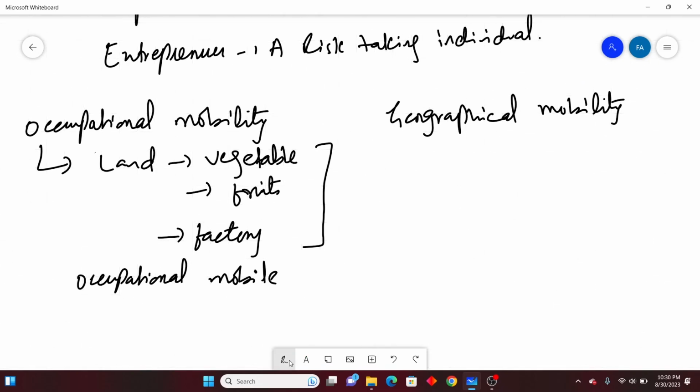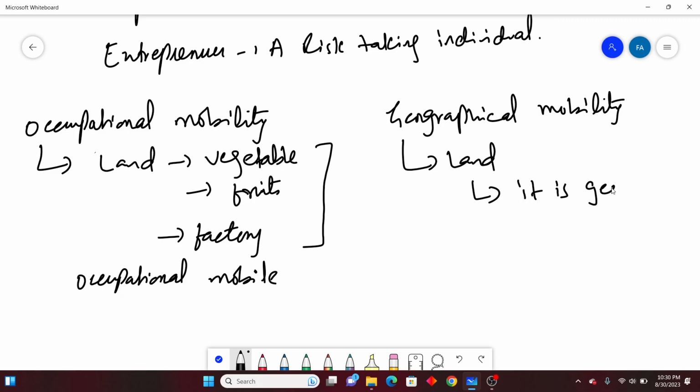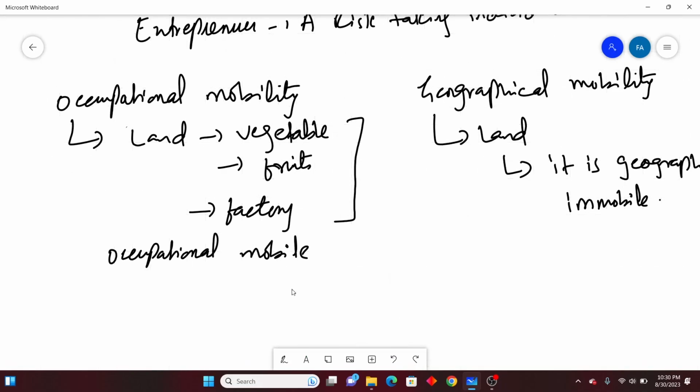But if we talk about geographical mobility, it means can the land be carried from one place to another? No, we cannot carry the land. So we can say it is geographically immobile, which means that land cannot be moved from one place to another. You cannot say I have to move my house from one place to another; it's not possible. You cannot take the patch of land and go somewhere else. So we established that land is occupationally mobile, but land is geographically immobile.